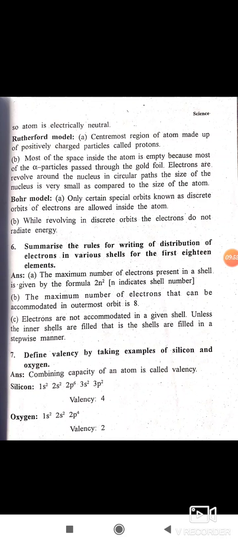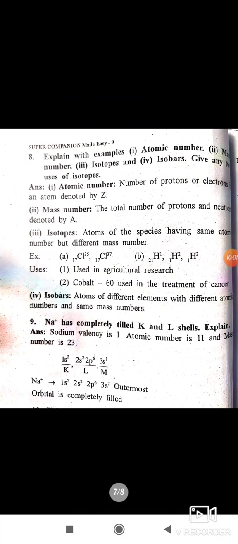Oxygen, its atomic number is 8. 1s2, 2s2 and 2p4. And its valency is 2.